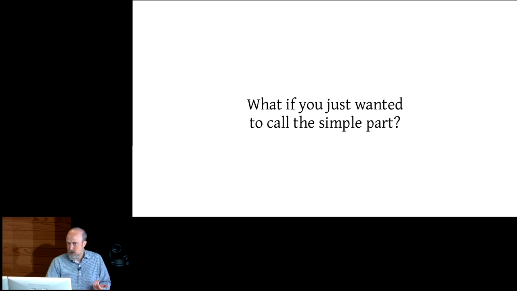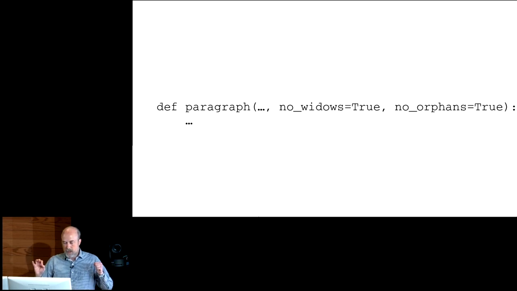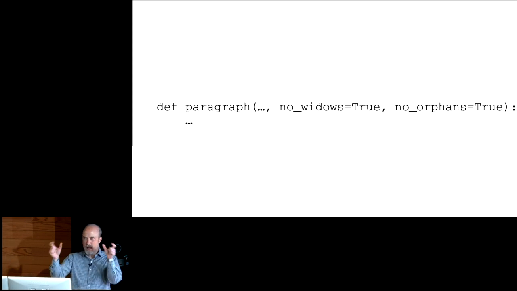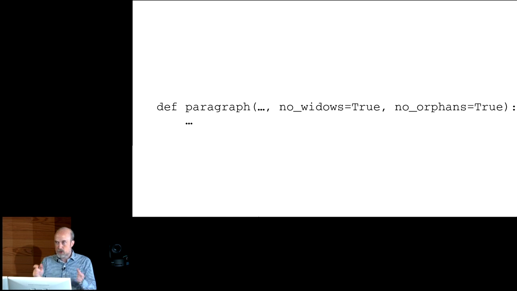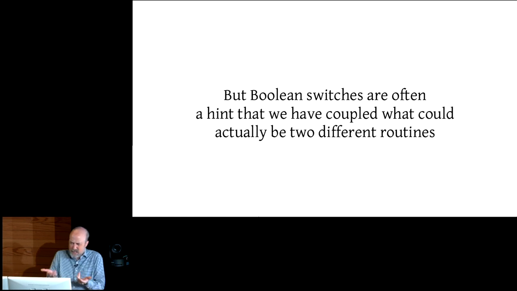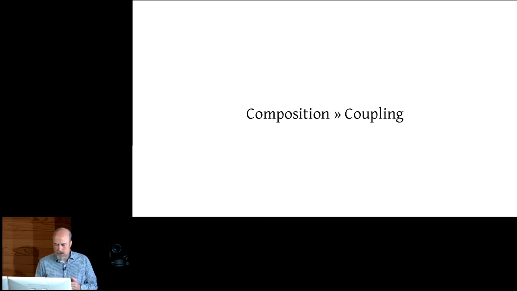So what if you had wanted to just call the simple paragraph layout routine? Well, I had to start adding Boolean options to the paragraph callable in order to turn on and off that outer level of if statements. But Boolean switches are often a hint that we have coupled what could actually be two different routines. Instead of stranding code inside of other code with a switch to turn it on and off, can you pull it out separately?